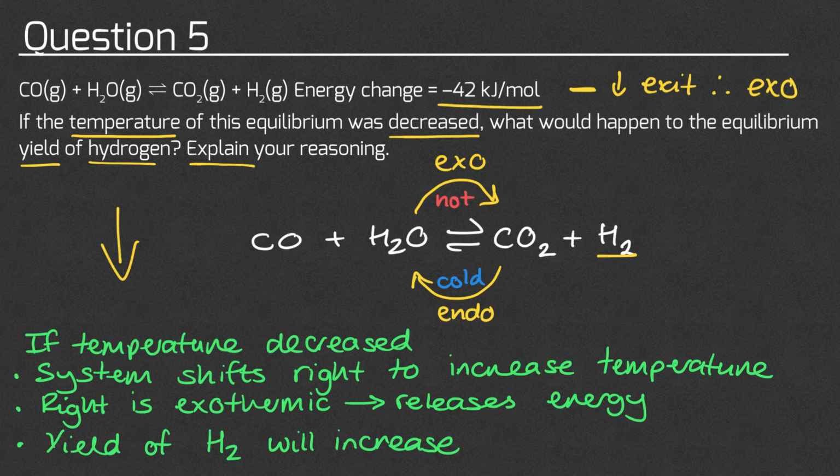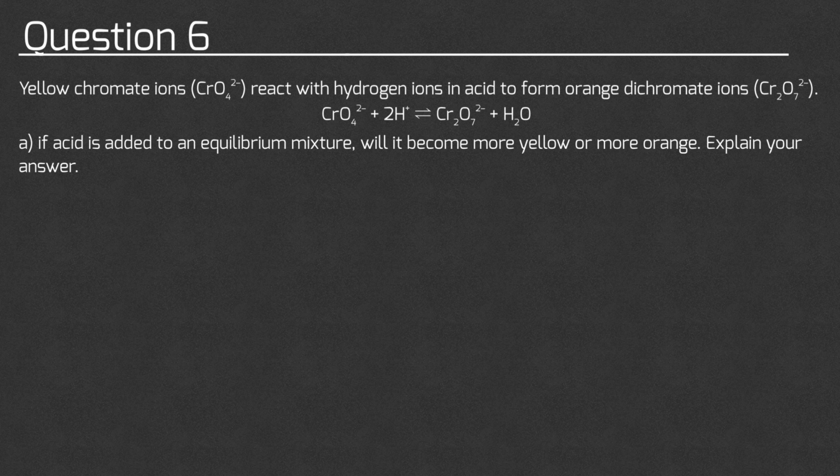So what effect will this have on the yield of hydrogen? Well, hydrogen is on the right-hand side. If we are shifting to the right, we're going to make more of everything on the right, therefore the yield of hydrogen will increase.